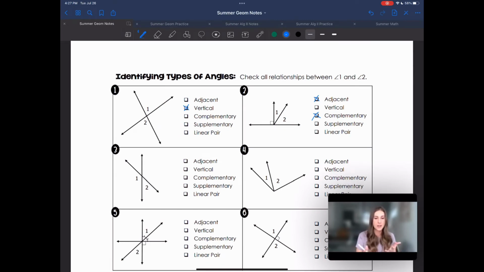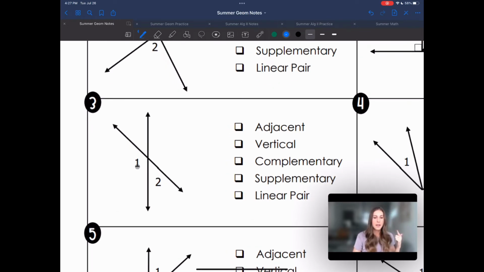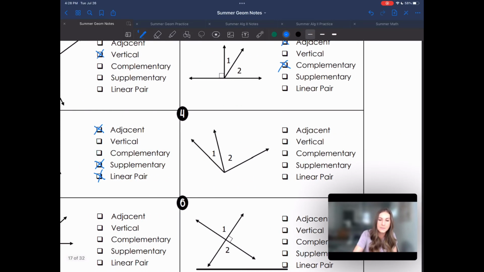If you want to pause it and try some of these and then play it and check them, go for it. All right, number 3, angles 1 and 2, that's kind of what we just talked about on the first one. They are adjacent because they share this ray right here, that side of their angles, right? They're not vertical because they're not across from each other. They're side by side. These would be supplementary and a linear pair. Oh, let me write that in blue. Supplementary and a linear pair because they do form a straight line. Okay, so they add to 180.